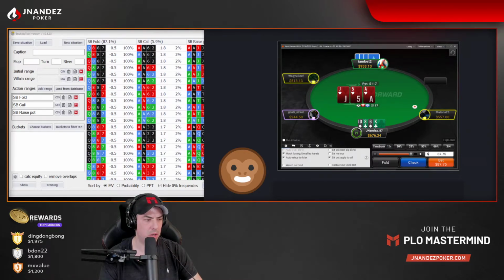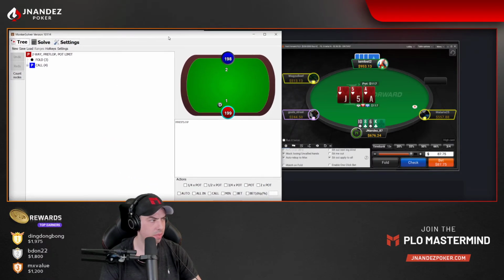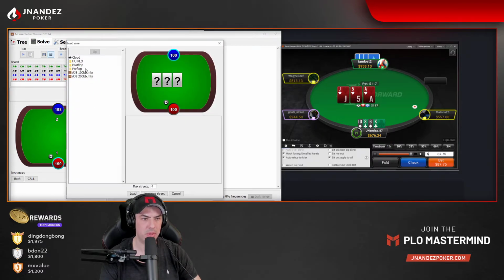I imagine this spot will be RNG'd a lot. Well, I think blockers are really important. So having no heart is quite a problem. I think there's a lot of checking going on here from our side.